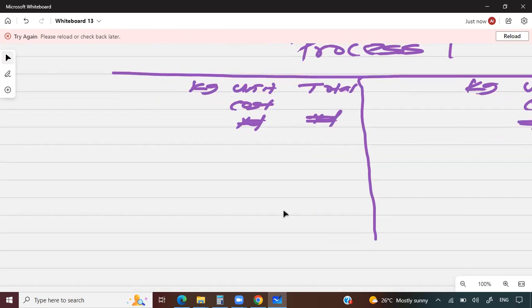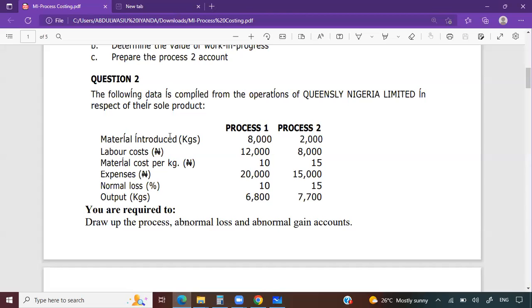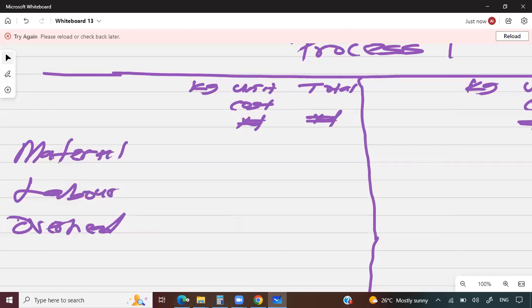So you just do it as if you are doing a normal ledger in accounting. We have three elements of cost. We have material, labor, and overhead. Those are the three elements of cost. Now we'll go back to the question and ask how many kg we introduced. Material introduced is 8,000. So I'll say 8,000. That is the kg.